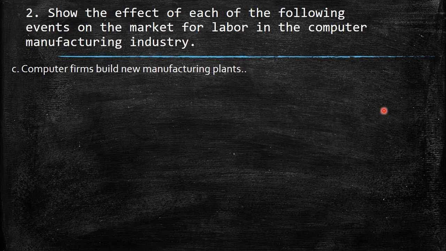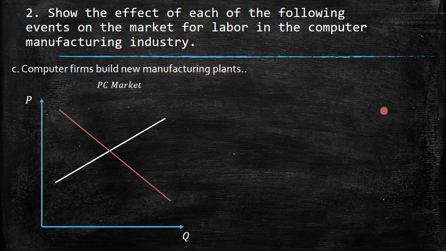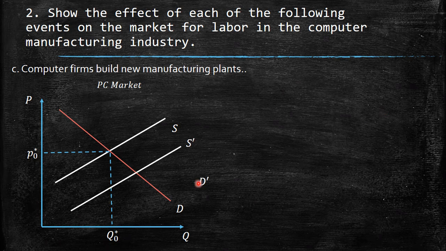Then, the computer firms build new manufacturing plants. So here we are in the PC market, in the demand and supply curve initial situation. Because computer firms build new manufacturing plants, it goes immediately to the supply side. I'm sorry, this is not D prime. You should have a higher supply, right? So then you will face lower prices and higher quantities due to this kind of change of technology.